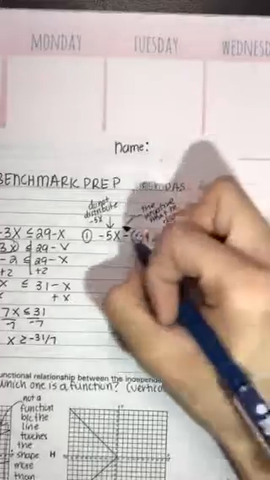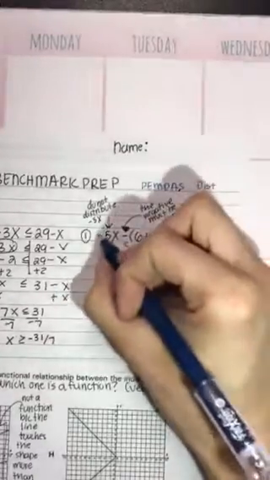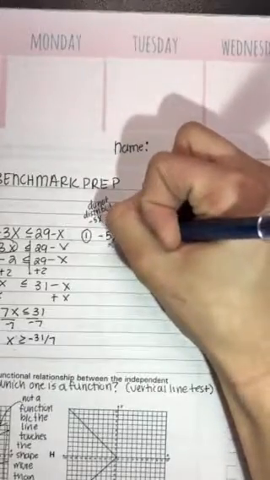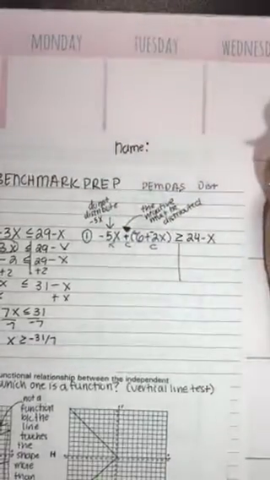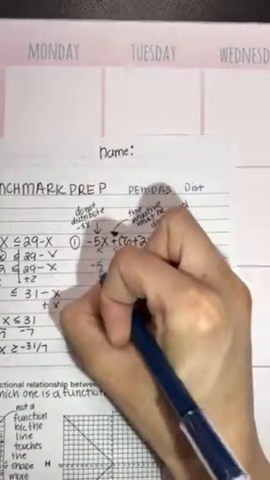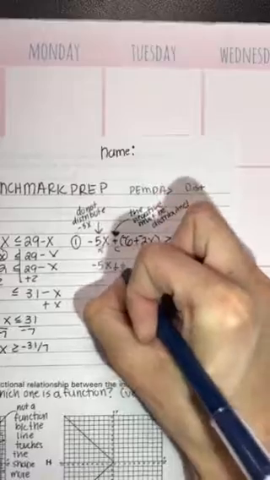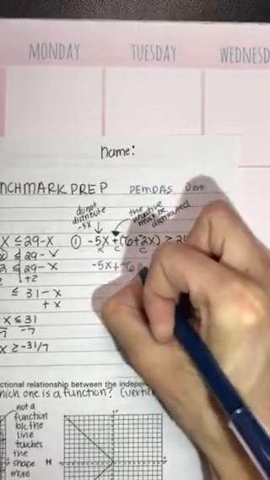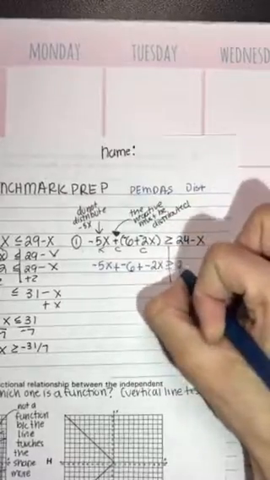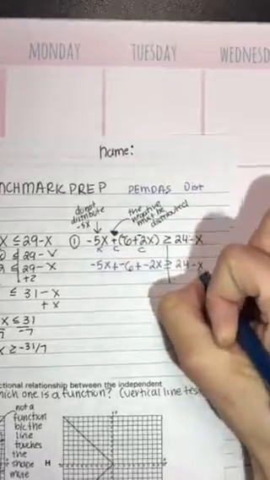Okay, so you can think of it as KC. So we're keeping negative 5x. We're going to make this positive, this 6 is negative, and this 2x is negative. All right, make sure you've done that. Now we're going to rewrite it. We have negative 5x plus negative 6 plus negative 2x is greater than or equal to 24 minus x.